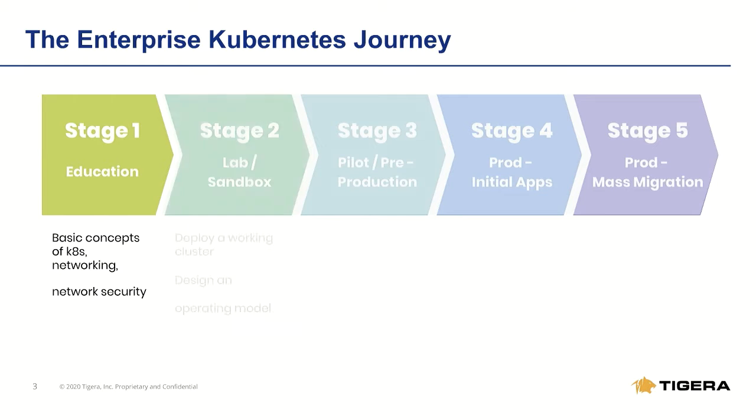Now when you get through this stage, and if you decide that Kubernetes is something that you would like to pursue, then the next stage that we enter is generally a lab or a sandbox stage. And in this stage, you get Kubernetes installed, up and running, you get a working cluster, and oftentimes at this point in time, this is when you start running some sample workloads. You get to know how Kubernetes is working, and you also, at this point in time, will generally start to design an operating model. So, if we do deploy this, how are we going to manage it? Who's going to be involved? And so that's stage 2.